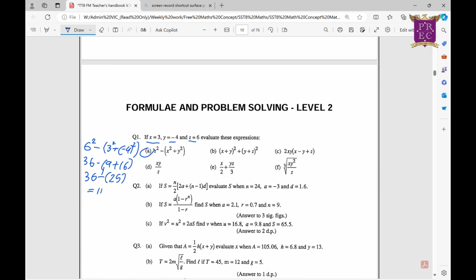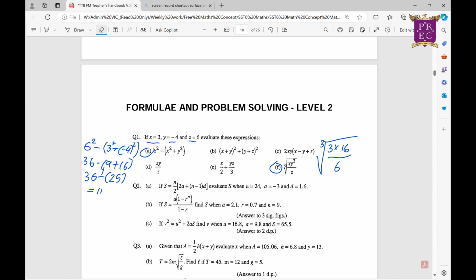There we go. Alright, let's have a look at f. F is a bit of a harder one because it's got cube roots. That's fine. Let's put the cube root over here. We're looking for x times y squared over z. So x times y squared, 3 times y squared being negative 4 squared. What's negative 4 squared? That would be 16, because we figured that out in the last question. 3 times 16 over z. Z is 6. Now what we need to do is figure out what 3 times 16 is. 3 times 16 is 48. We can replace that with 48 over here. Alright, what's 48 divided by 6? That will give us 8.